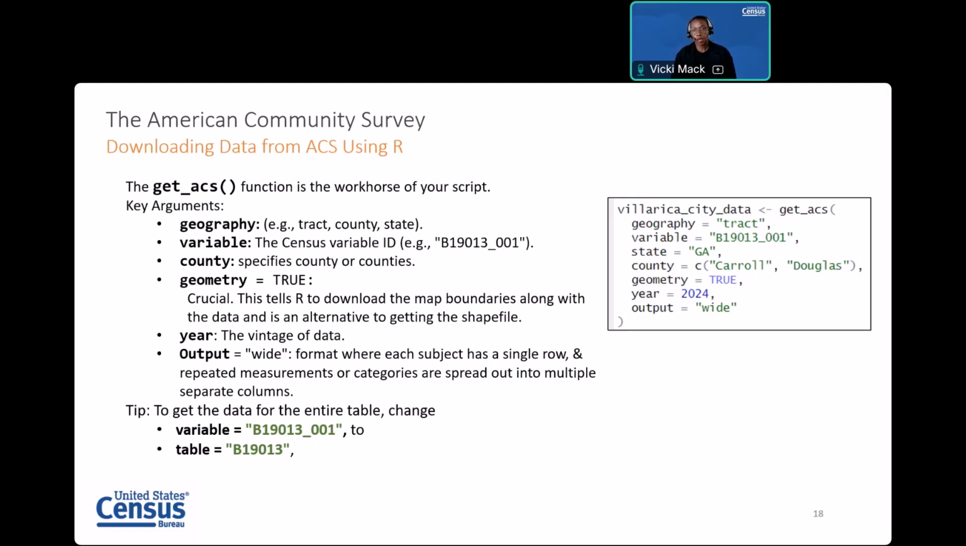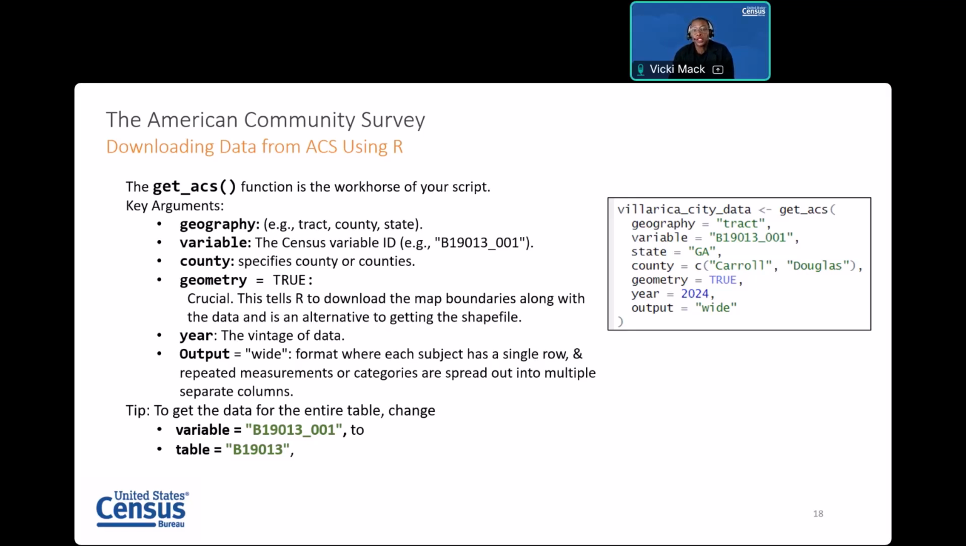Let's go through this example of fetching your data. Now, the get_acs function is the workhorse of your script. The other key arguments include these listed here, starting with the geography argument. The geography argument allows you to select a geographic area like a census tract, a county, or state.